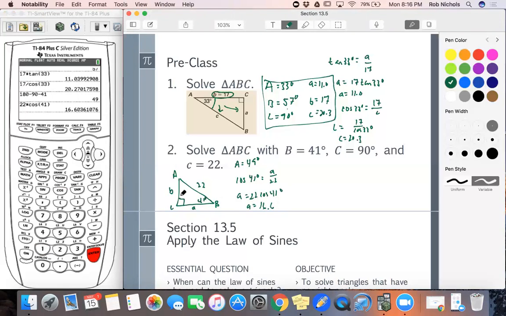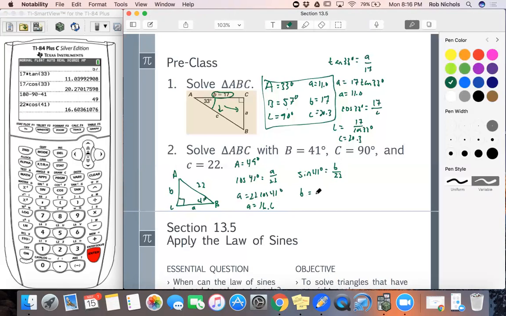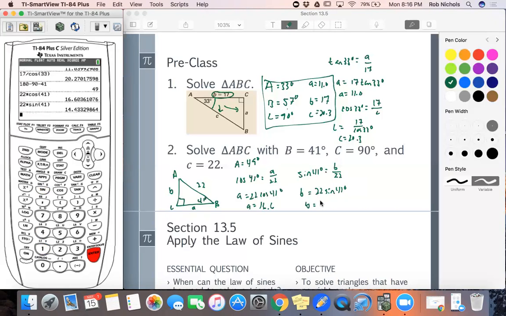And then for side B, we have the opposite and the hypotenuse. So we have the sine of 41 degrees equals the opposite over the hypotenuse. So B equals 22 times the sine of 41 degrees. So B equals 14.4. And there you go. That's number 2.